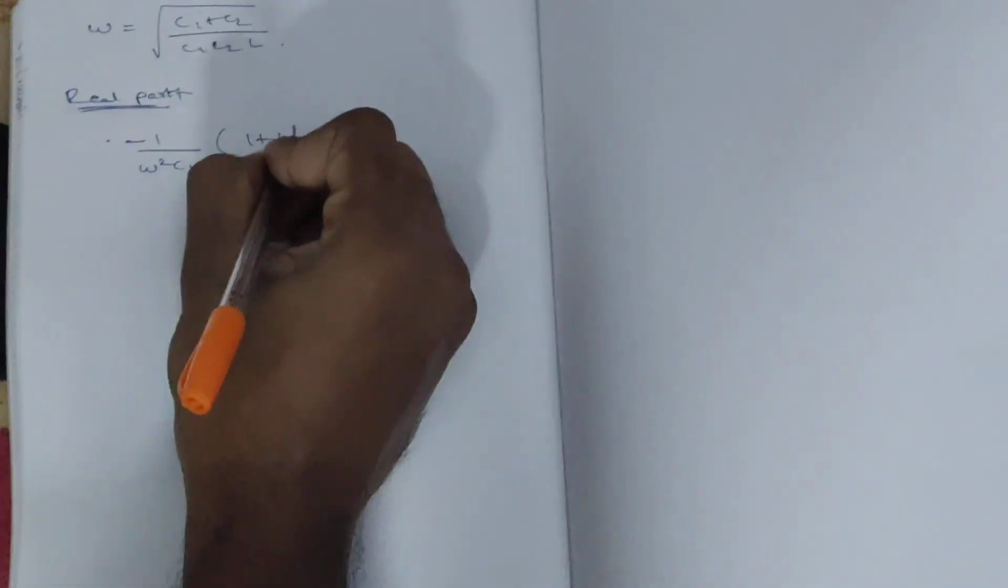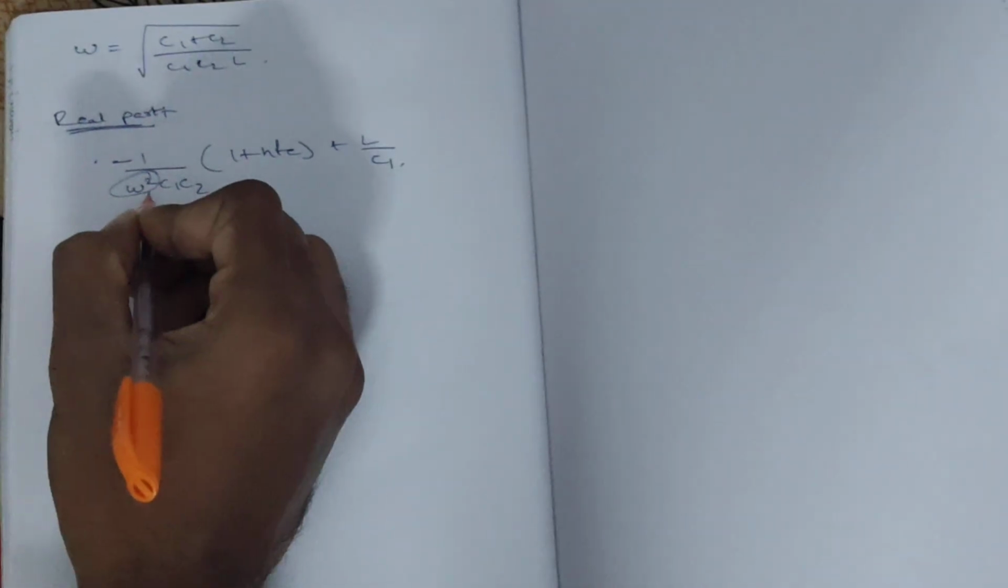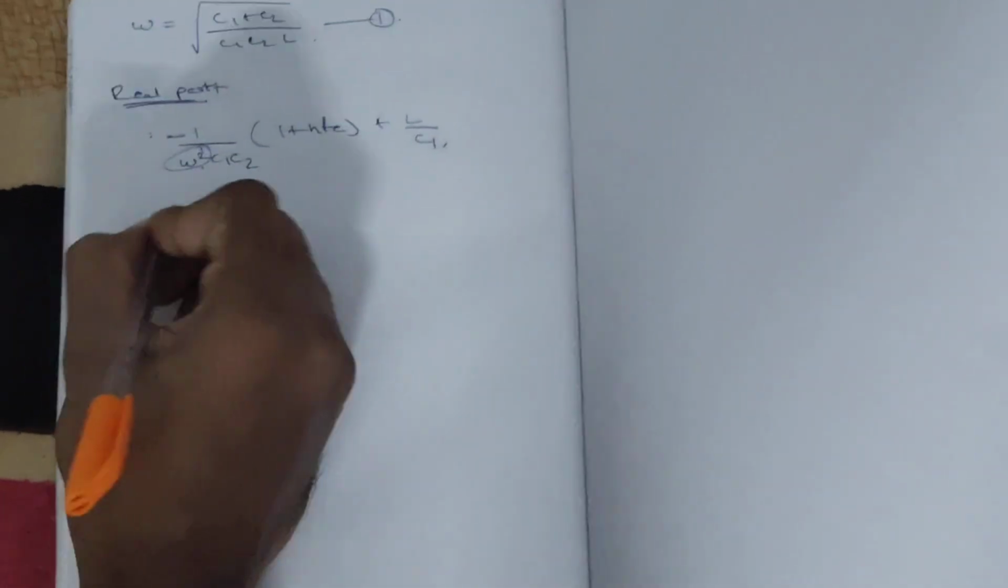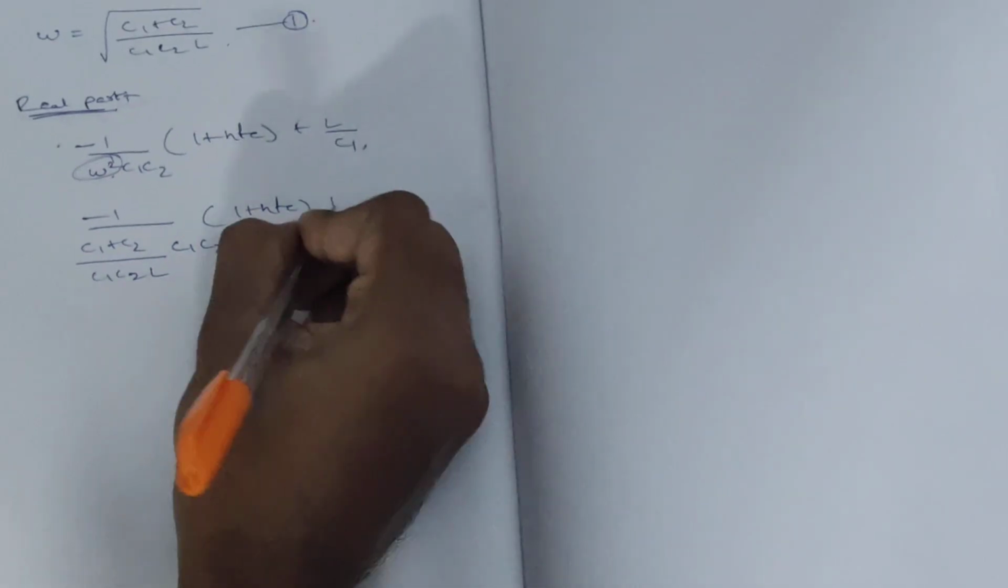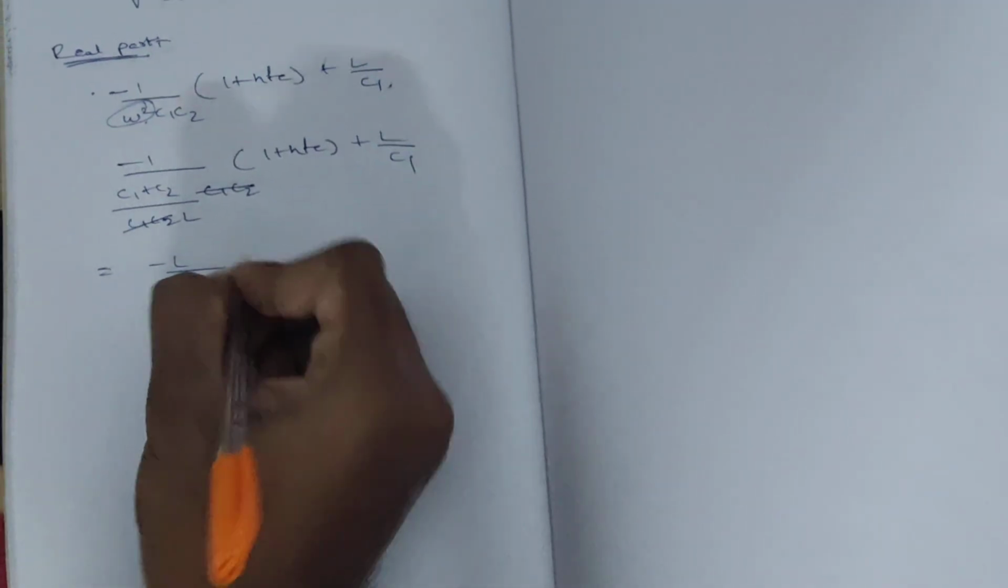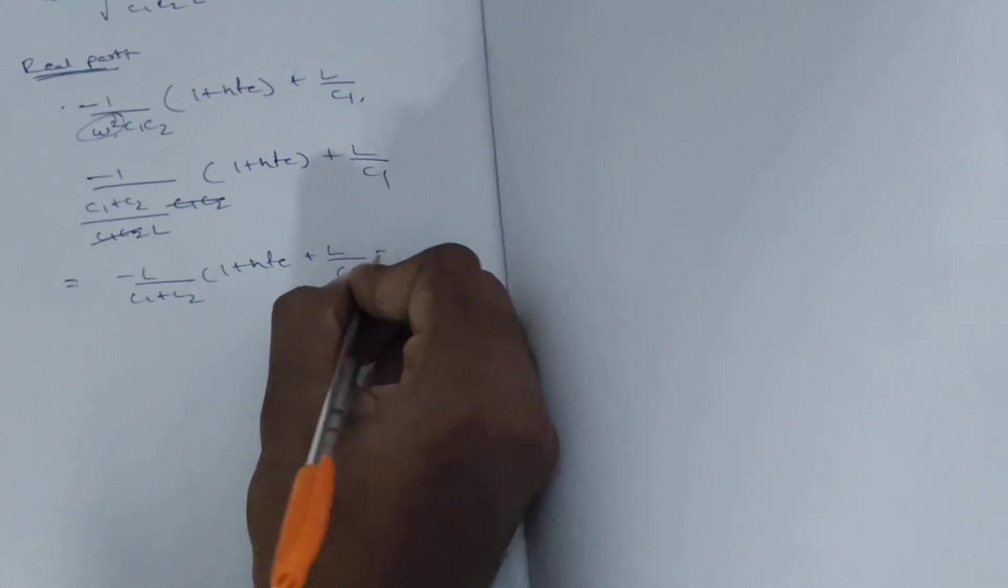Now we consider the real part: minus 1 by omega square C1 C2 into (1 plus HFE) plus L by C1. Here omega square is present, so we substitute the equation obtained from the imaginary part: minus 1 by (C1 plus C2 by C1 C2 L) into C1 C2 into (1 plus HFE) plus L by C1. Here C1 C2 gets cancelled, and we get minus L by C1 C2 into (1 plus HFE) plus L by C1 equals 0.